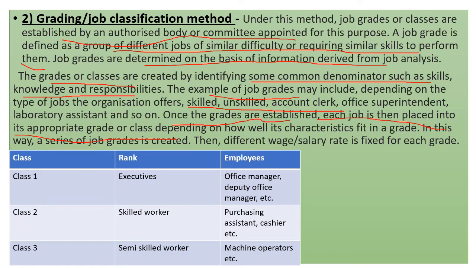So this is an example where class 1 has the rank of executives, and the posts are office manager, deputy manager. Then class 1, class 2, class 3.